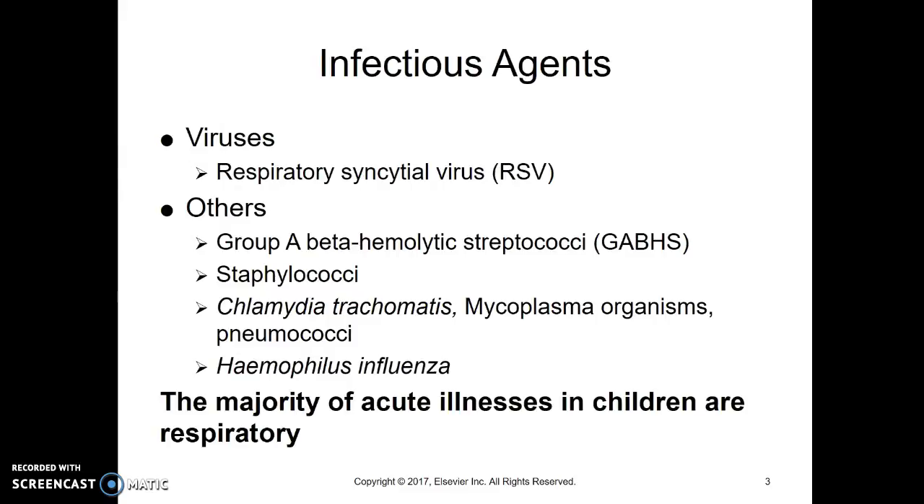So the majority of acute illnesses in children are respiratory. It is the leading reason for admission to the hospital, and if you're looking globally, it's the second cause of death. Pneumonia is for children, the first being infectious diarrhea.